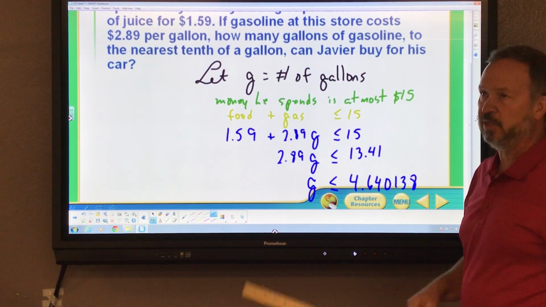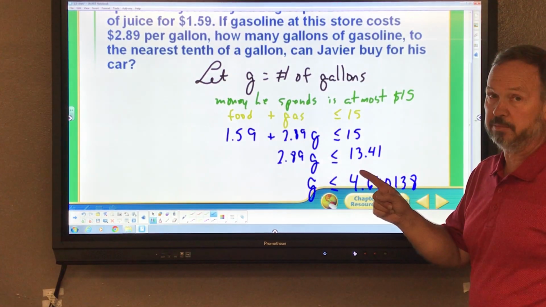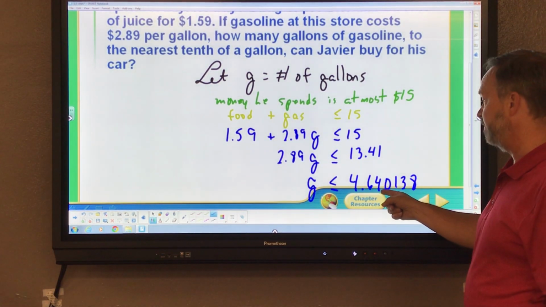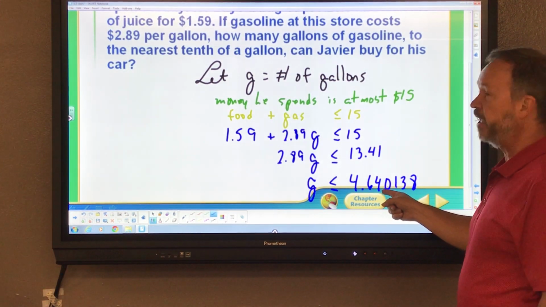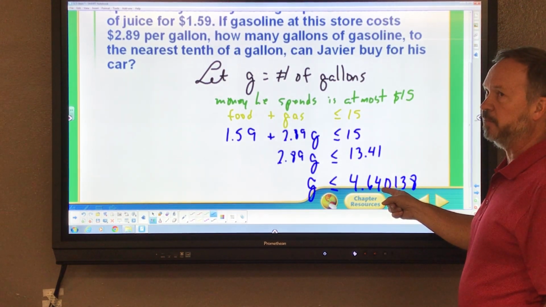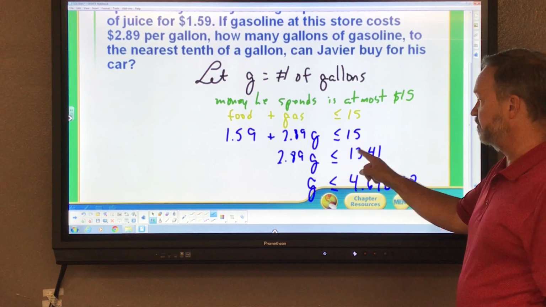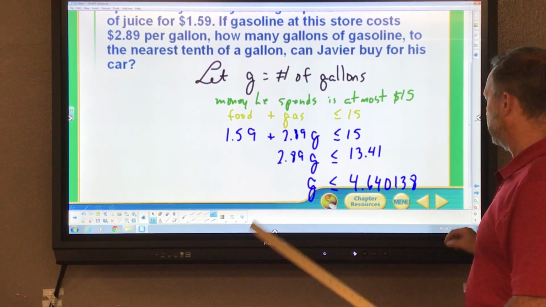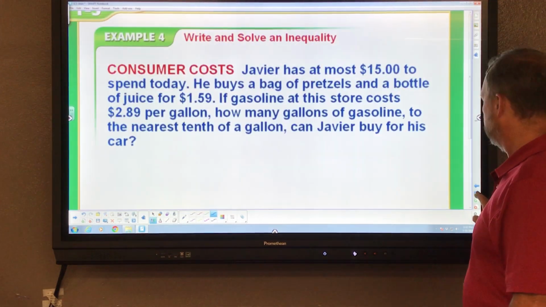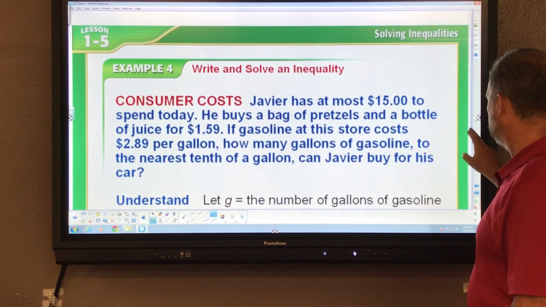Let me warn you of something. You cannot round up on this problem. We wouldn't anyway, because the 4 is not 5 or above, so we wouldn't anyway. But you can't round up because that would put him over the pennies for his $15 purchase. So 4.6, that's the answer. 4.6 gallons, that's the answer to this question.